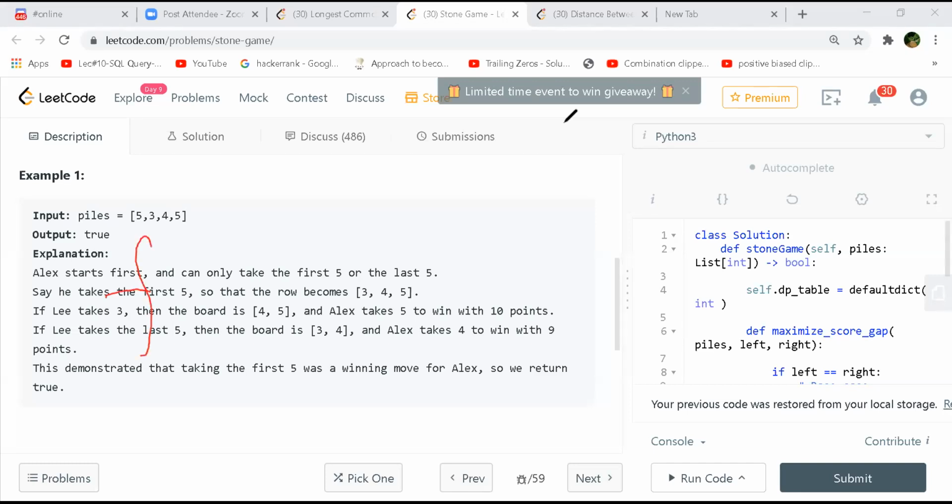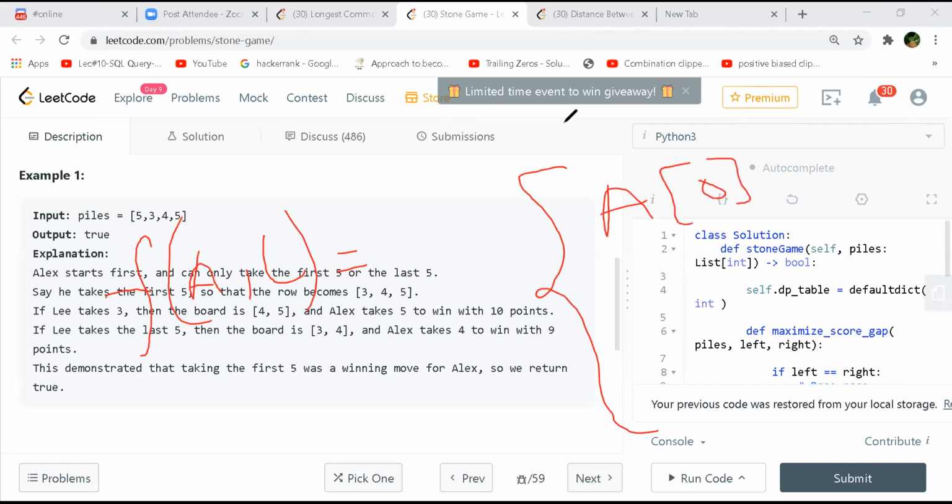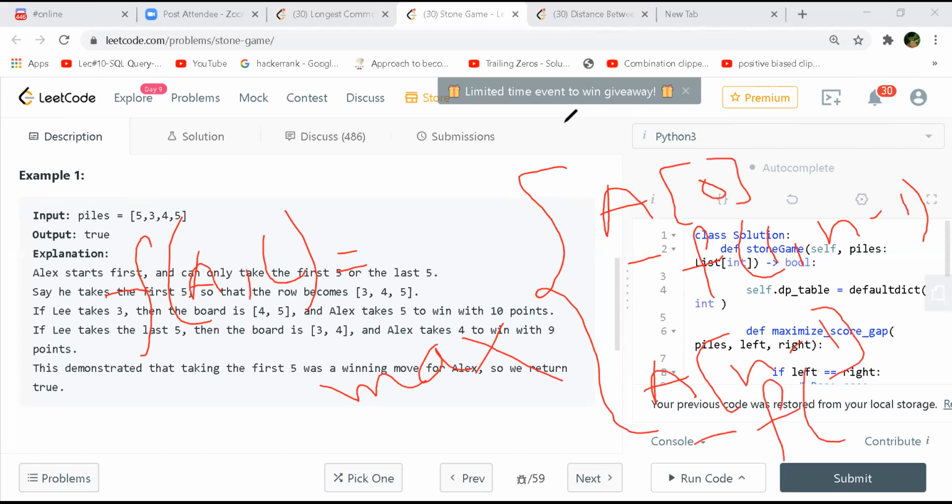So if we write the recurrence relation, it could be f of Alex and Lee, whoever wins the match. There are two cases. I'm taking Alex. If Alex picks the first one, index 0, then the rest will be left for the opponent. And if he picks the last one, the nth minus 1th, then 0 to n minus 2 will be left, because one stone has been removed from the corner.